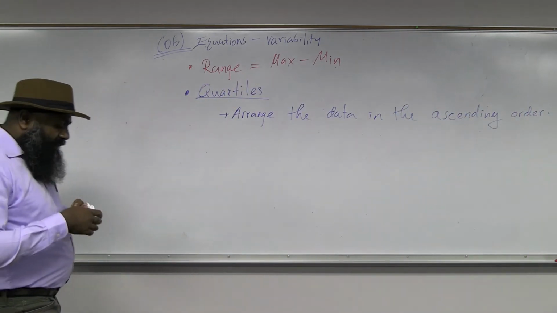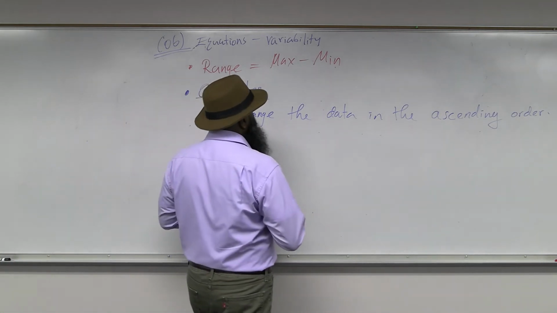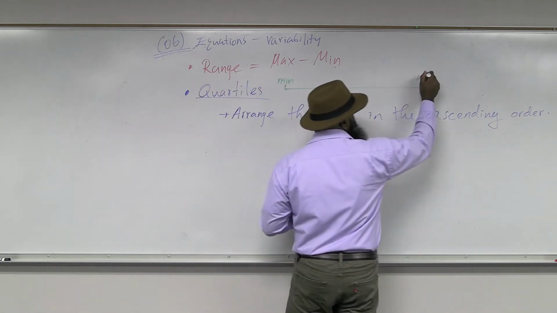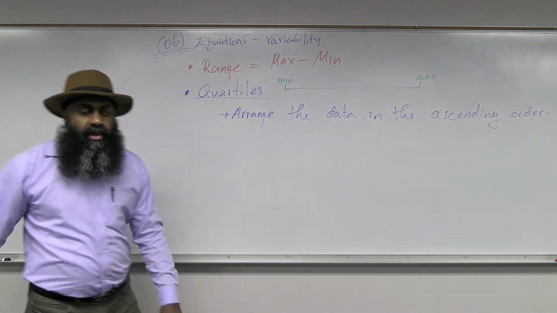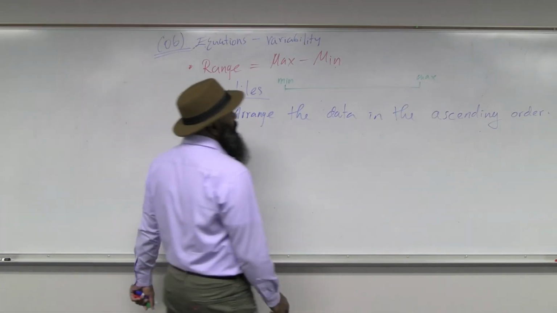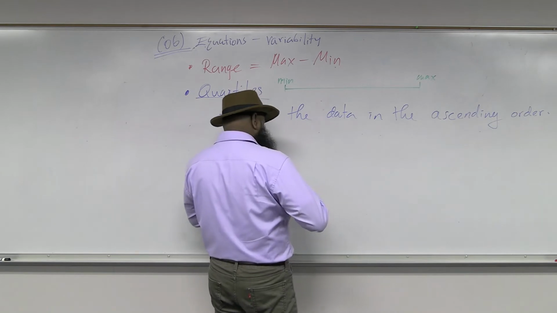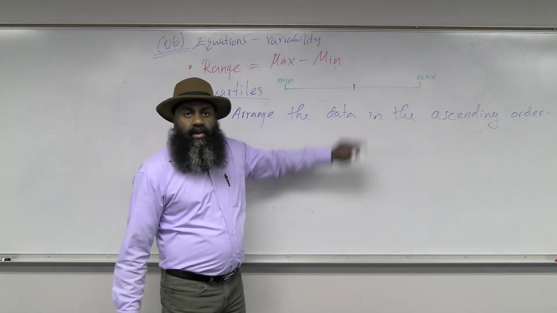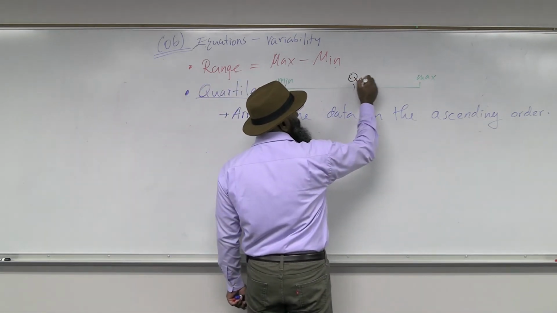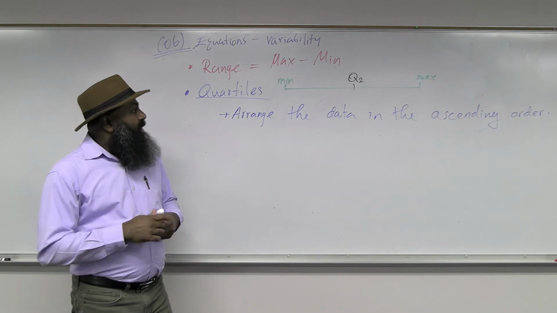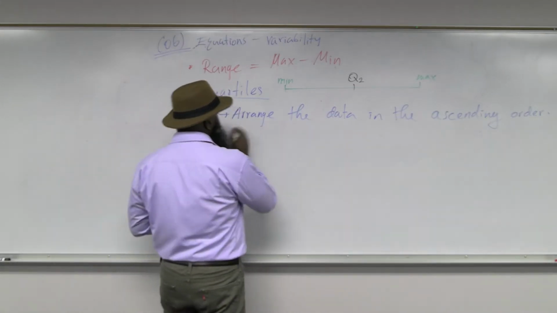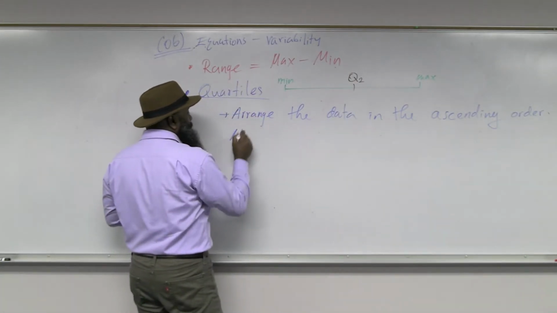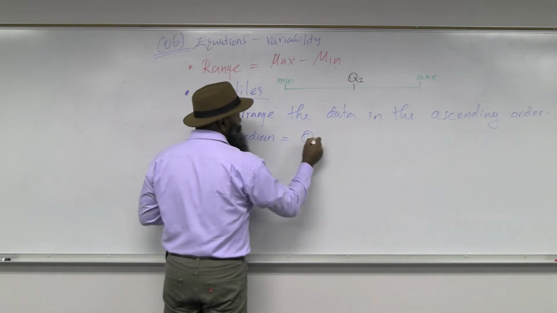The target for quartiles is, here's my data set, and here's the minimum and here's the maximum. Of course, range is the difference between the two. In quartiles, I need to find 3 points. One point will be the midpoint, and that midpoint is called Q2. So the median of the data, we already know how to find the median, is called the second quartile, Q2.